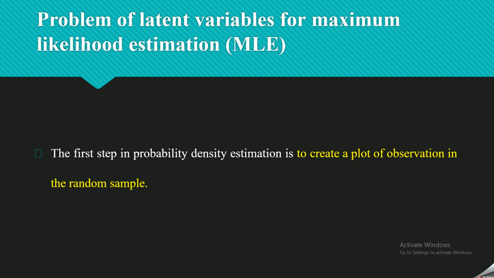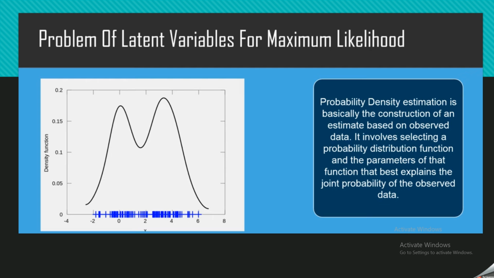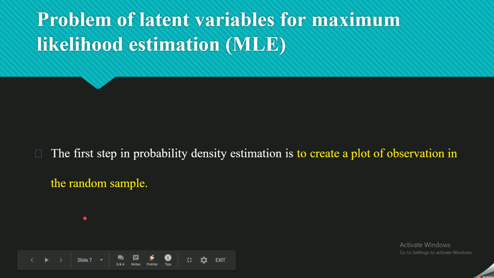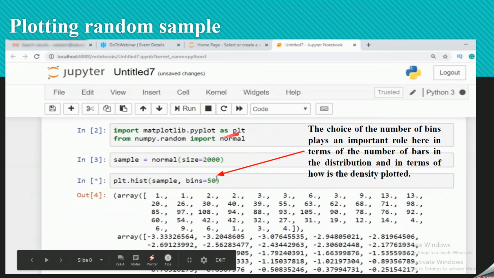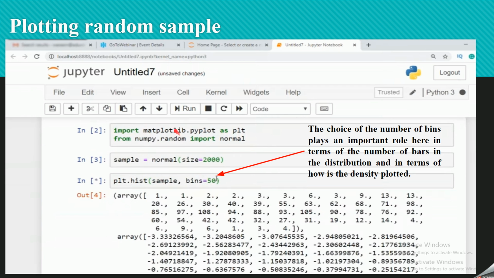So the first step, how do we do this? It is nothing but to create a plot. A plot is nothing but a graph of observations in the random sample. As I showed you, you will first create the plot. So this is the code where I am plotting the random sample. I have basically imported the libraries, that is matplotlib.pyplot as plt, and from NumPy I am using the package random, and from there I am importing normal.